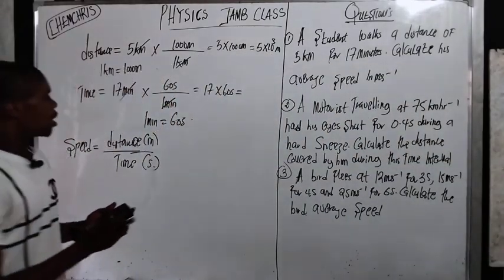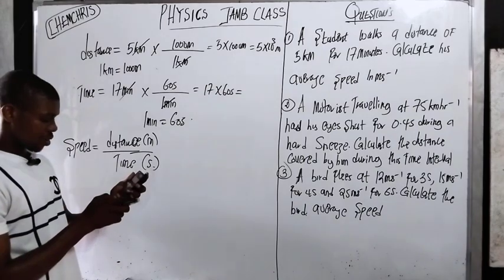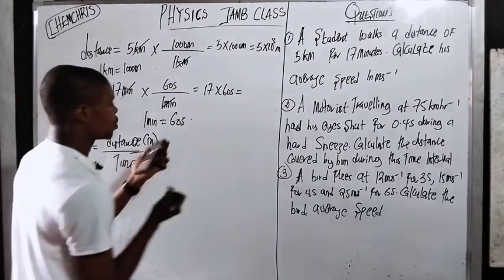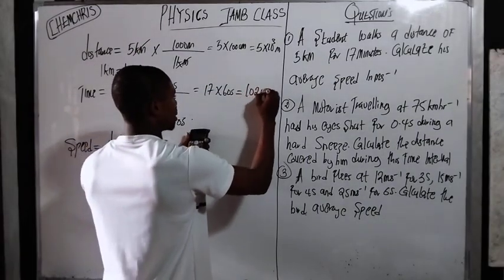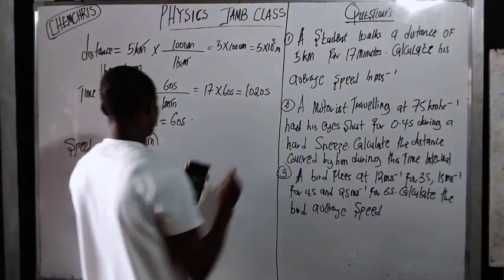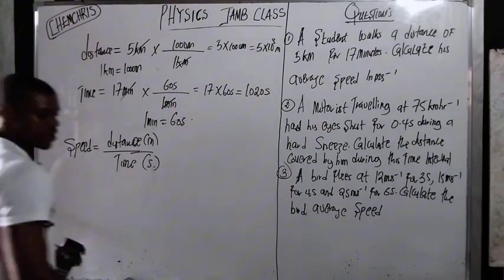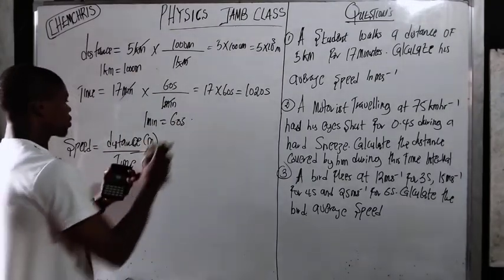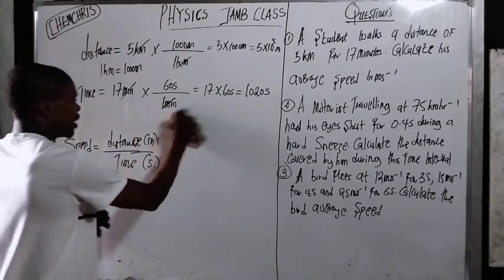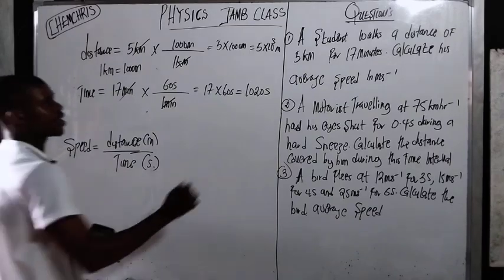So which is going to be 17 times 60. Here I have 1020 seconds. So I can easily substitute my value here. It means I can easily substitute my value here in seconds.